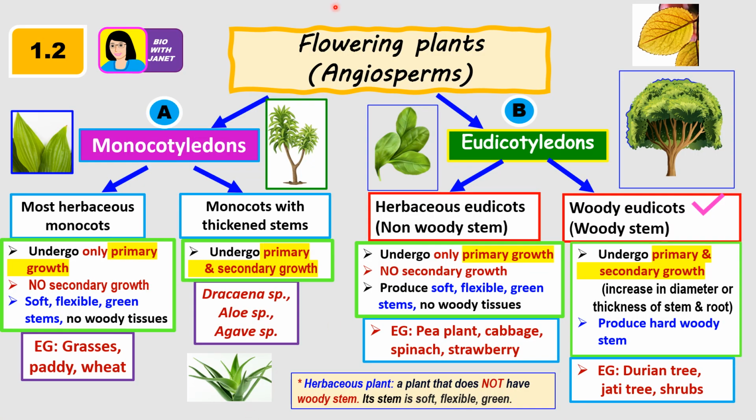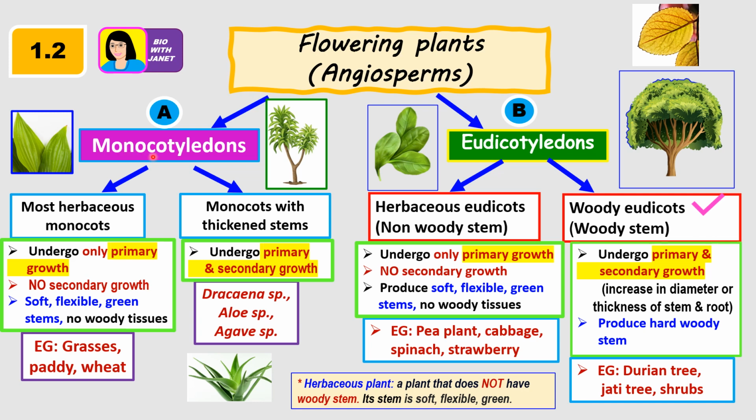So now let's discuss secondary growth, okay? So let's find out what plants carry out secondary growth. Now, flowering plants or angiosperms can basically be divided into two groups of plants, monocotyledons and eudicotyledons. What's the difference? Monocotyledons have leaves with parallel veins, whereas the eudicotyledons have leaves with a network of veins, okay, like a fisherman's net. That's the pattern of the veins on the leaves of eudicotyledons.